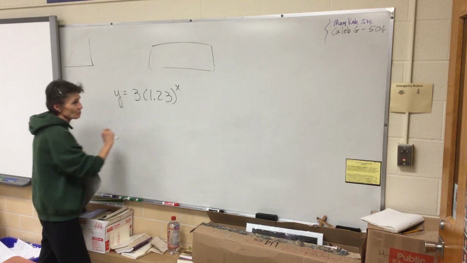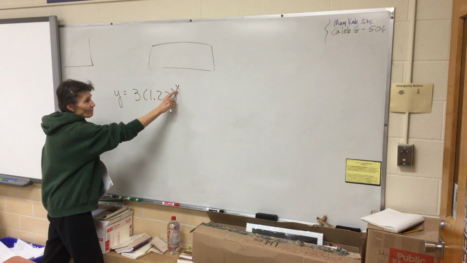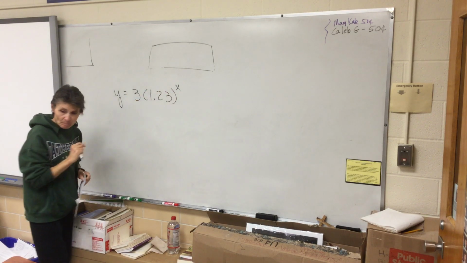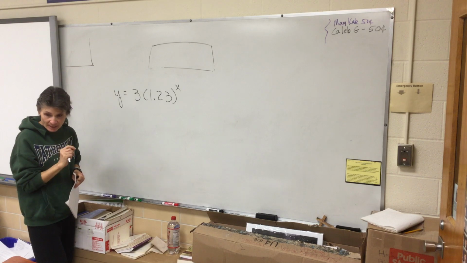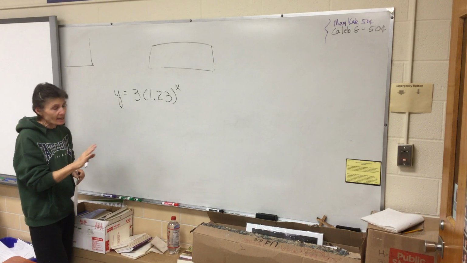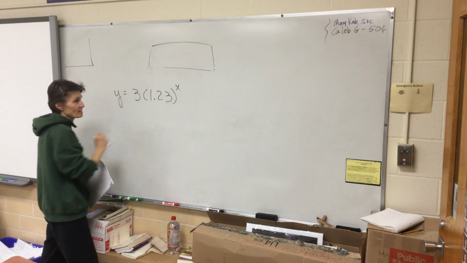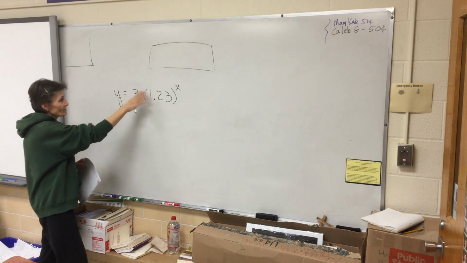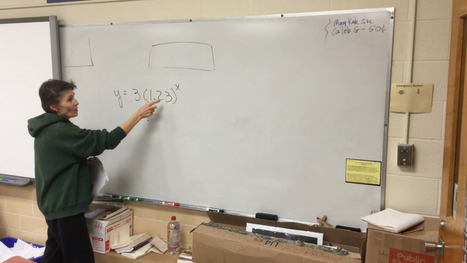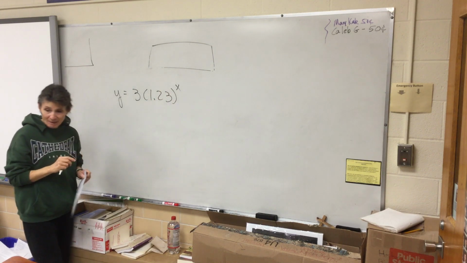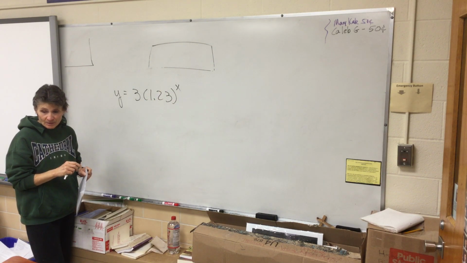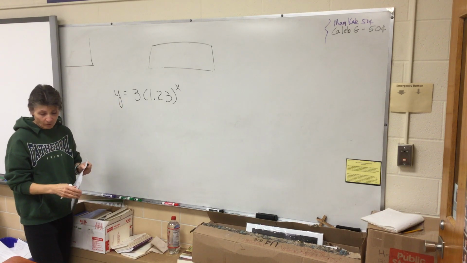This is an exponential. If your variable is an exponent, it's exponential. So that's real easy to tell. If it's exponential, you're going to have something to the xth power. Whatever else is going on doesn't really matter. You have something to the xth power. Okay? So this one is exponential.